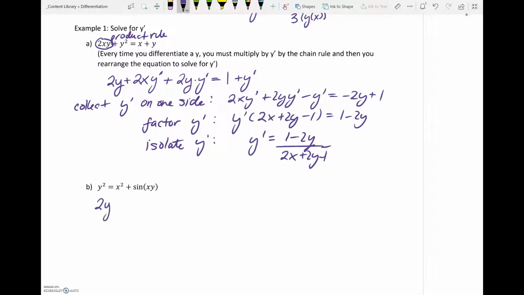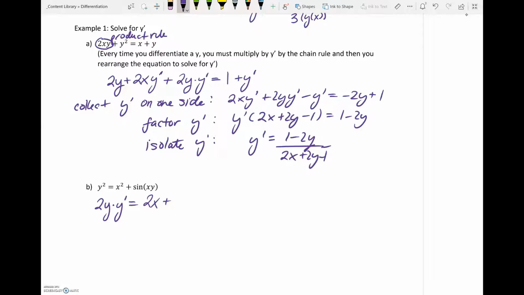So 2y is the derivative of y squared. Then by the chain rule, we're going to multiply it by y prime. Then we'll take the derivative of x squared, which is 2x. Remember, we're already differentiating with respect to x, so that is our final answer for that term.